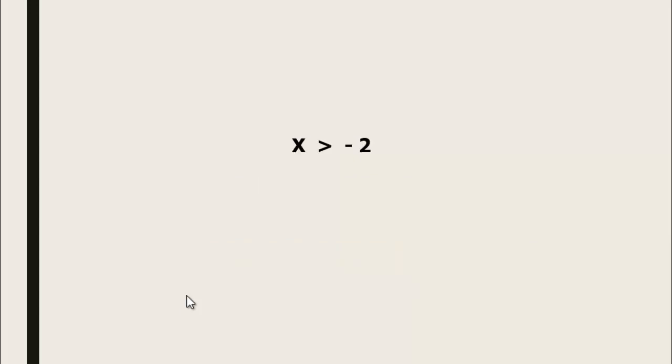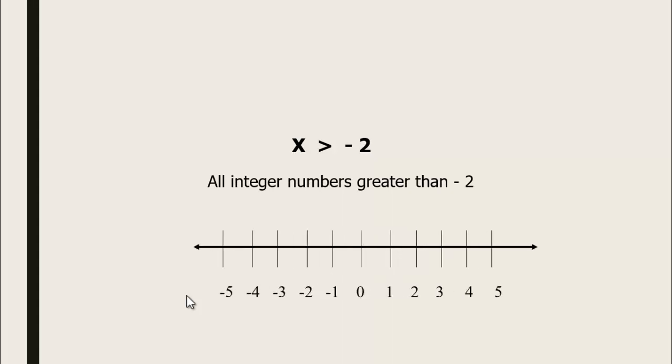What about if I said x is greater than -2? So here I want all integer numbers which are greater than -2. So by looking to the number line, my range of values will be, here is -2. I want all the integer numbers which are greater than -2. So I will have -1, 0, 1, 2, 3, and so on.